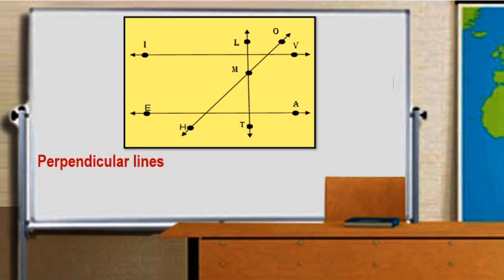Let's now identify the perpendicular lines in our given illustration. Have you found them? Excellent! We have line LT and line EA. This is line LT and this is line EA. The two lines intersect and they formed square corners in this portion. Is there more? Correct! We also have line LT and line IV. Line LT and line IV intersect and they formed square corners in this portion.